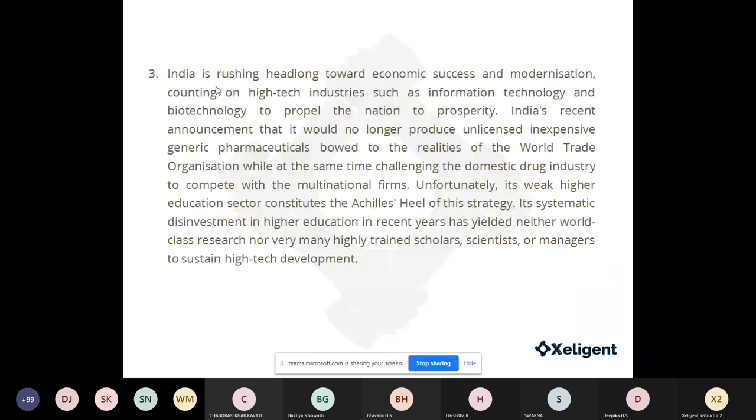India is rushing headlong toward economic success and modernization, counting on high-tech industries such as information technology and biotechnology to propel the nation to prosperity. India's recent announcement that it would no longer produce unlicensed, inexpensive, generic pharmaceuticals bowed to the realities of the World Trade Organization, while at the same time challenging the domestic drug industry to compete with the multinational firms. Unfortunately, its weak higher education sector constitutes the Achilles heel of this strategy. Its systematic disinvestment in higher education in recent years has yielded neither world-class research nor very many highly trained scholars, scientists or managers to sustain high-tech development.